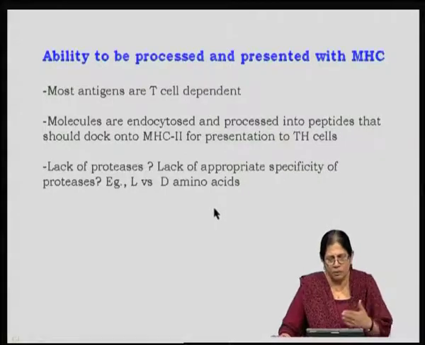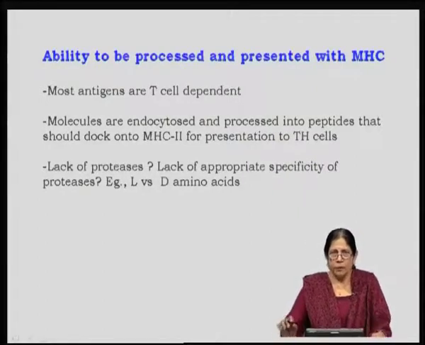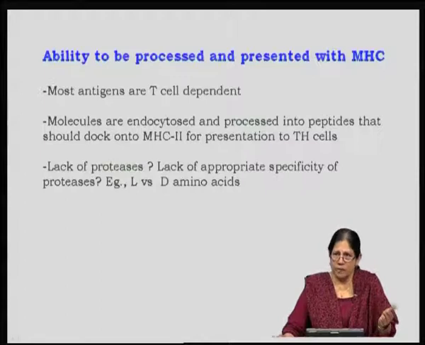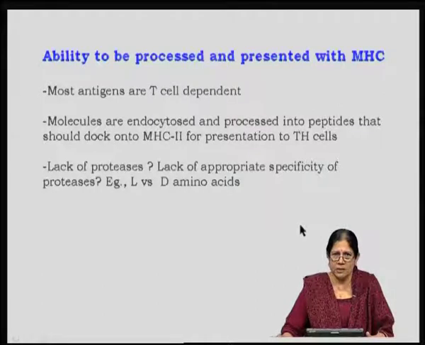What does this ability to be processed and presented with MHC mean in the context of B cells? You know that B cells recognize through their antigenic receptor or their B cell receptors, which are immunoglobulins, they recognize native conformations. By now, you also already know that T cells on the other hand need to be presented with peptides either in the context of class 1 molecule as in case of cytotoxic T cells, or in the context of class 2 molecules as is the case with the helper T cells. But most B cells, though they recognize native structures, require T cell help for their proliferation and differentiation.